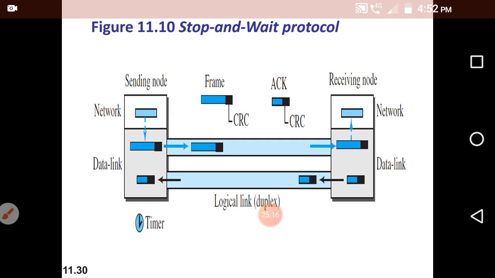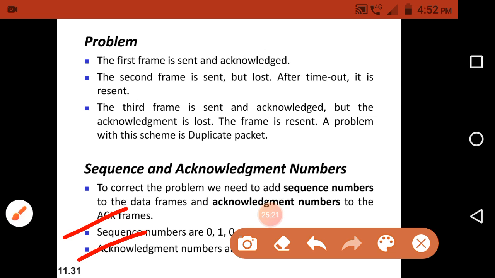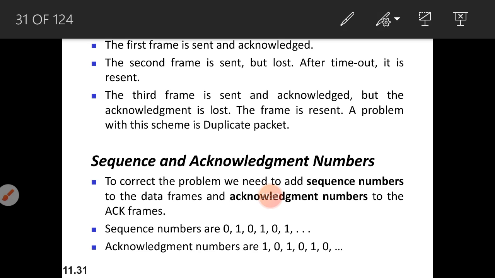So how do we represent the sequence number and the acknowledgement number here? The sequence number is nothing but alternating 0 and 1, and it starts with 0. The acknowledgement number is also alternating 1 and 0, and it starts with the number 1. So the sequence number we use for the data frame, and the acknowledgement number we use for the acknowledgement frame.